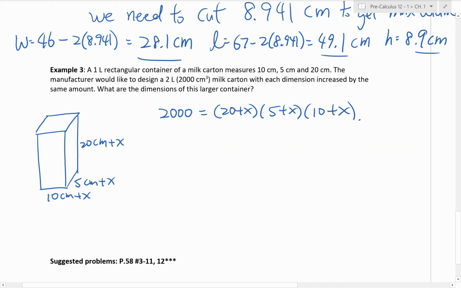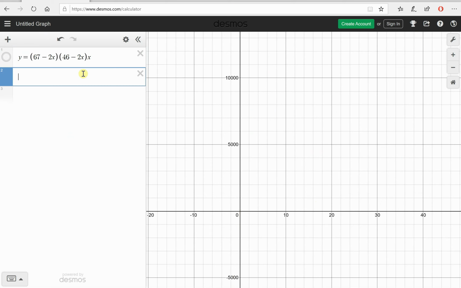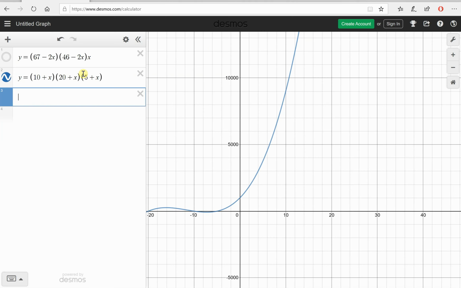Okay. So again, this is not going to turn out nicely if we solve algebraically. So we're going to graph this on Desmos and see what it looks like. Okay, so 25 and 10. Okay, so let's go back to Desmos. I'm going to create a different graph. Okay, I'm going to hide that one. So y equals, we have bracket 10 plus x times 20 plus x times 5 plus x. Okay, like that. Let me just double check. 25 and 10. 25 and 10.